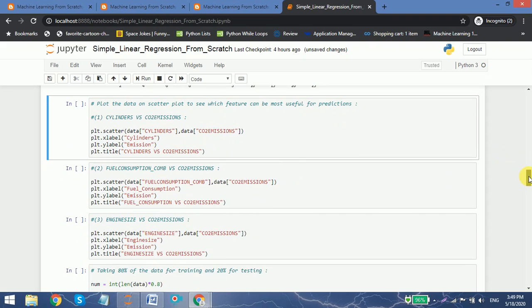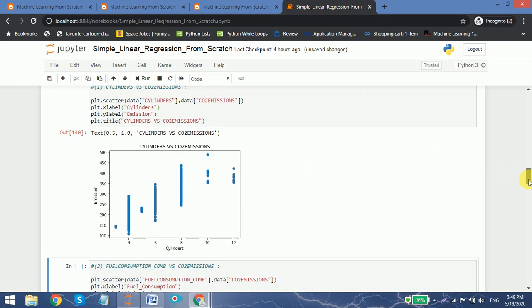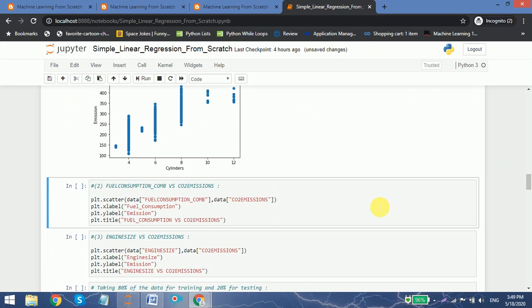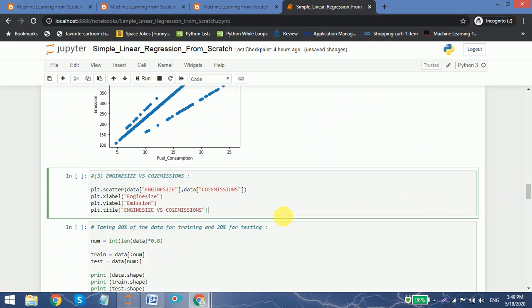Now we are going to take two columns at a time and plot them on a scatter plot, and we will decide from which of these columns we can plot a regression line. So here I'm running all three of these.